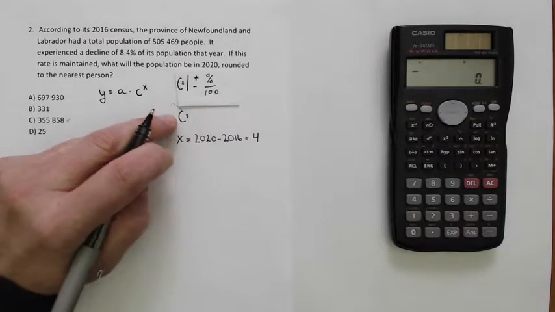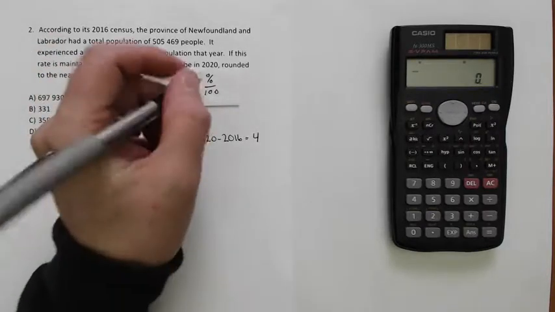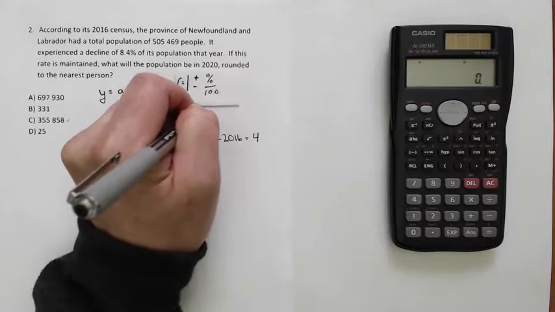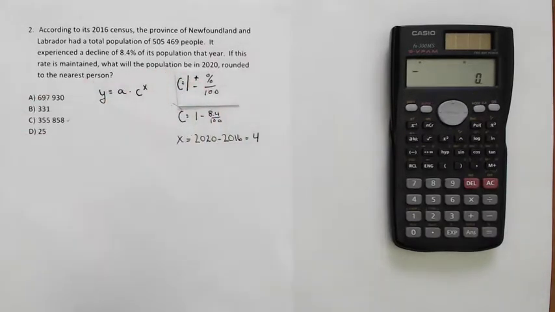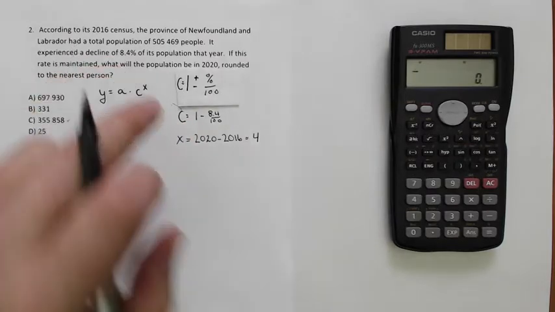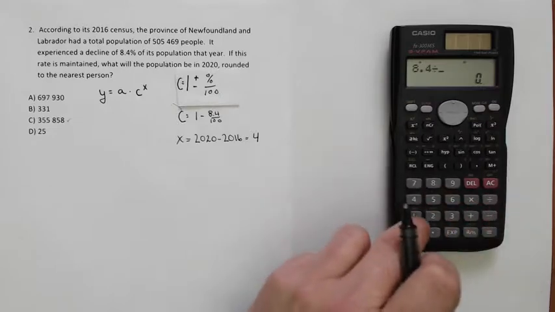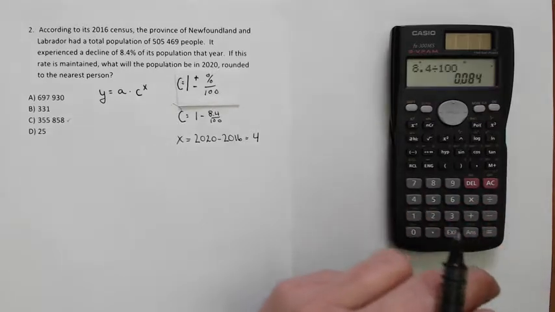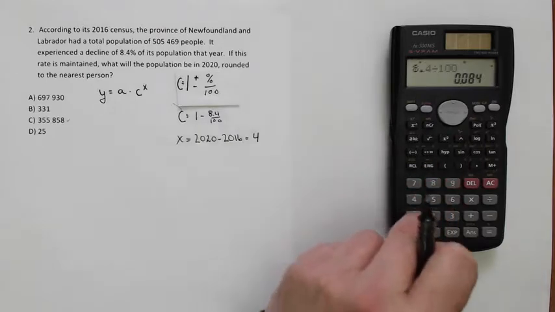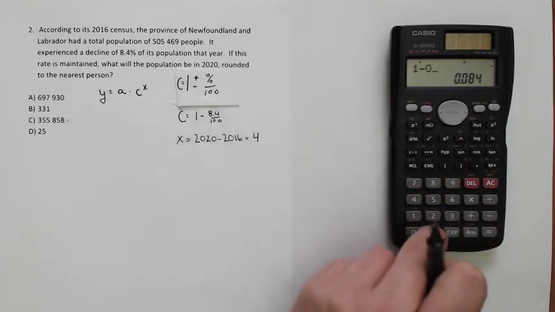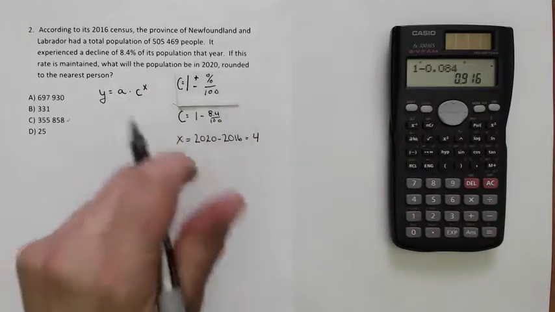Now c, you've noticed I've got the rule here, and I've left the c blank for the moment. C is going to be equal to 1 minus 8.4 divided by 100. And the reason for that is because this is decline. So this is not growth. So we're going to go 8.4 divided by 100, and that's going to be equal to 0.084. So we got to go 1 minus that number. So 1 minus 0.084 is equal to 0.916. We want to keep that whole decimal.